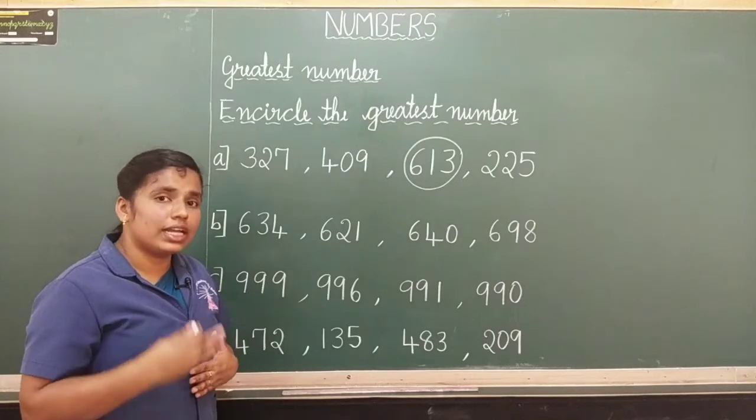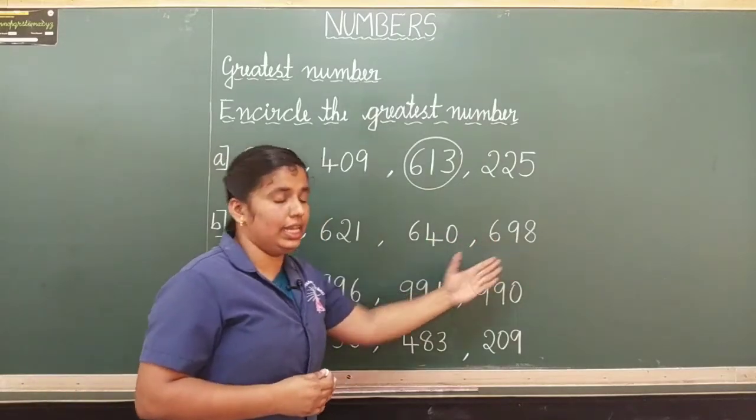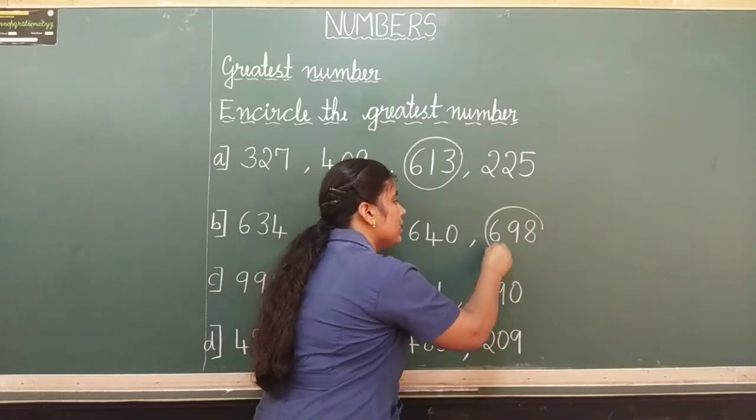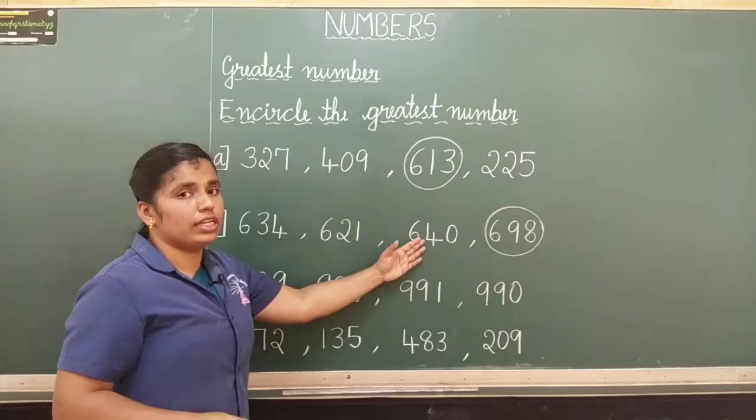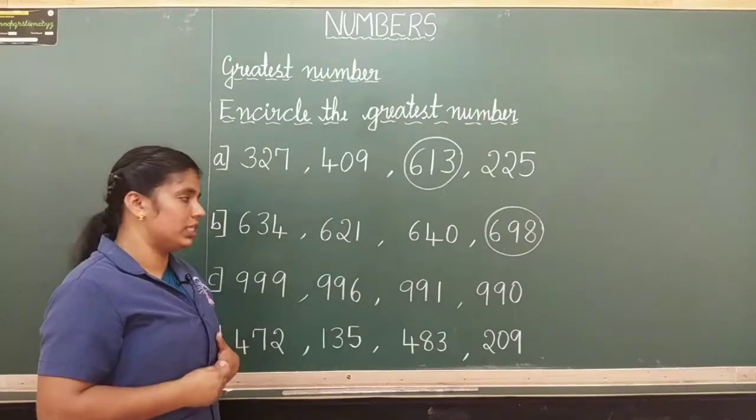If you compare 3, 2, 4, 9, which is the greatest number? 9 is the greatest number. Therefore, 698 is the greatest number comparing to these numbers. Let us take one more example.